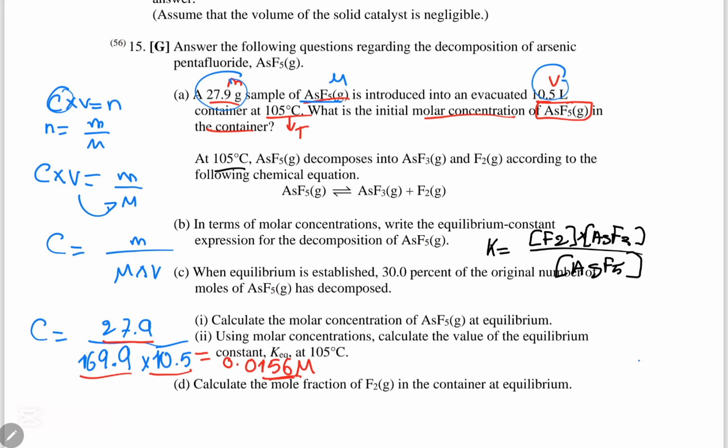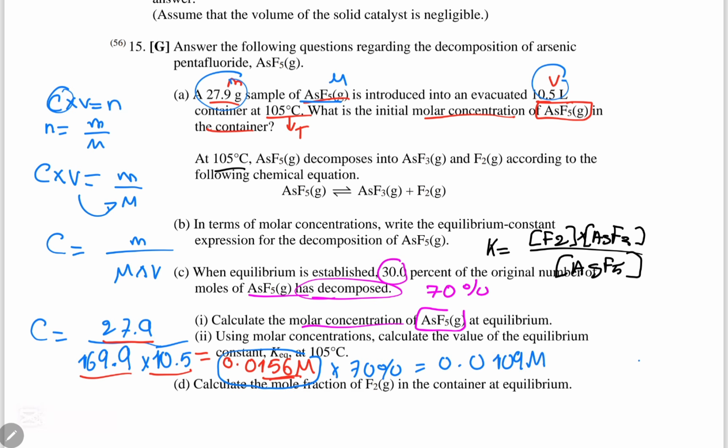When equilibrium is established, 30% of the original number of moles of AsF5 has decomposed. That means 70% remains. They want us to calculate the molar concentration of AsF5 at equilibrium. If 30% decomposes and 70% remains, I'm going to take my original concentration and multiply it by 70%, which is what remained, and I will get my answer to be 0.0109 molarity. So that's it for part I.